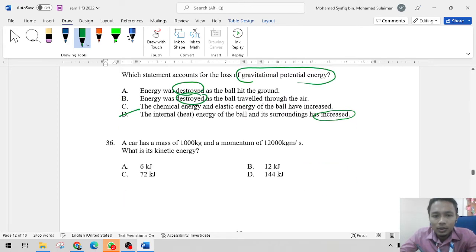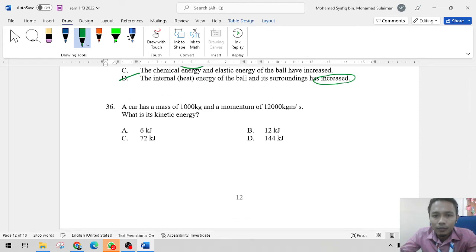Number 36. So we have mass and we have momentum. So find kinetic energy. Kinetic energy is equal to half mv squared. So is equal to half m times v times v. Okay, mv momentum is equal to 12,000. Okay, so we have mass. So mass is equal to 1,000.